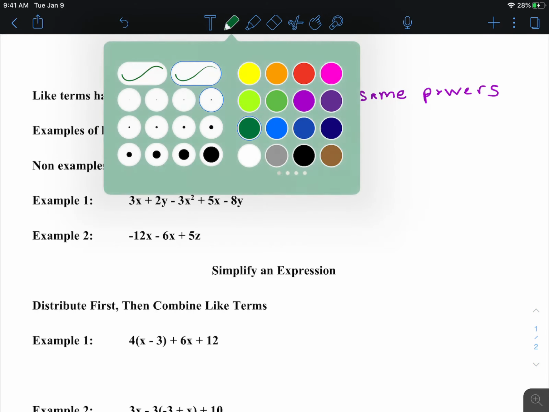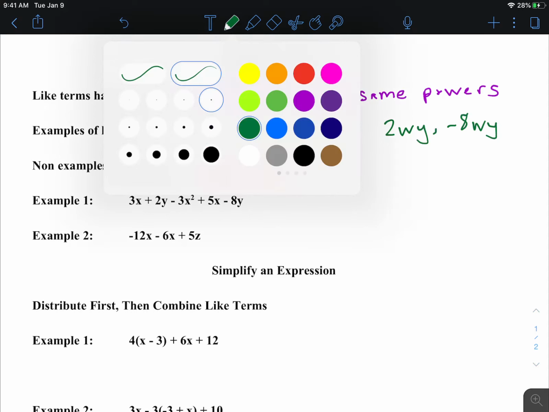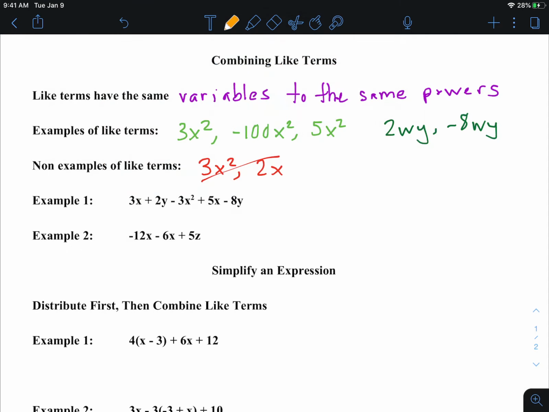Another example of like terms would be something like 2wy and negative 8wy. Those have exactly the same variables in them. Non-like terms could be something like 2wy and negative 8w. They don't have exactly the same variables. This has a w and a y. This just has a w. So those are not like terms.